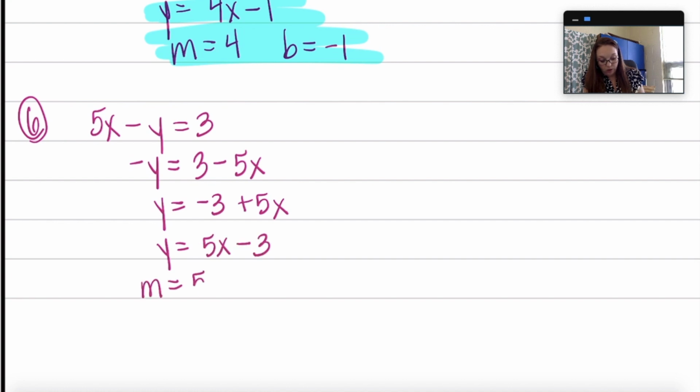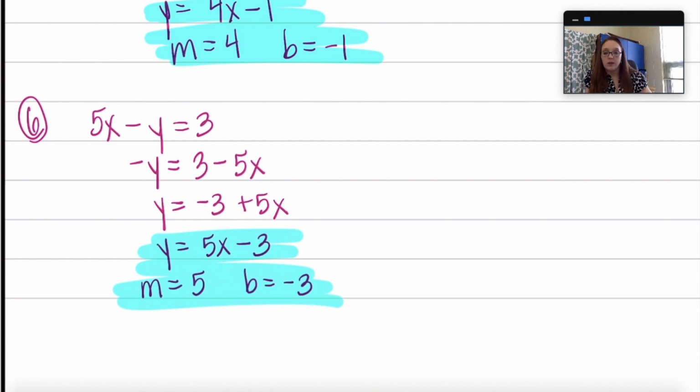Our slope then is 5. Our y-intercept is negative 3. Okay, so let's go back and write that down.